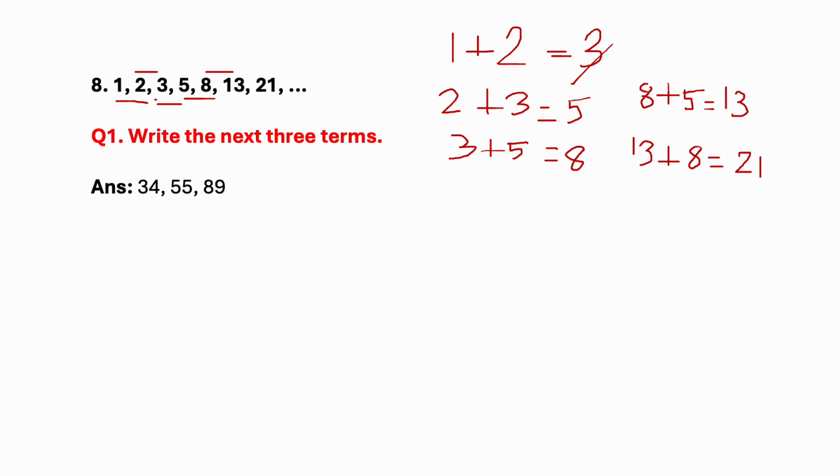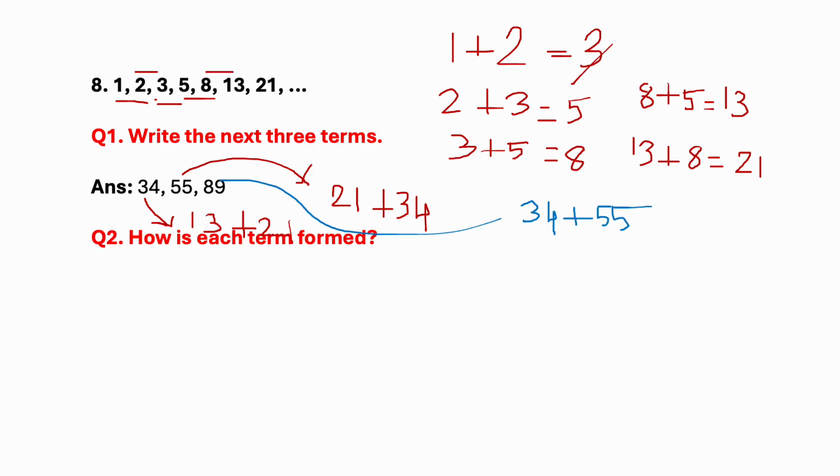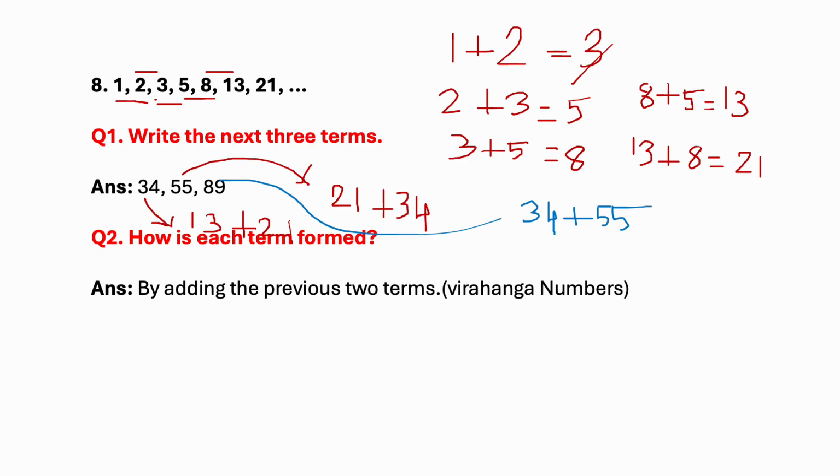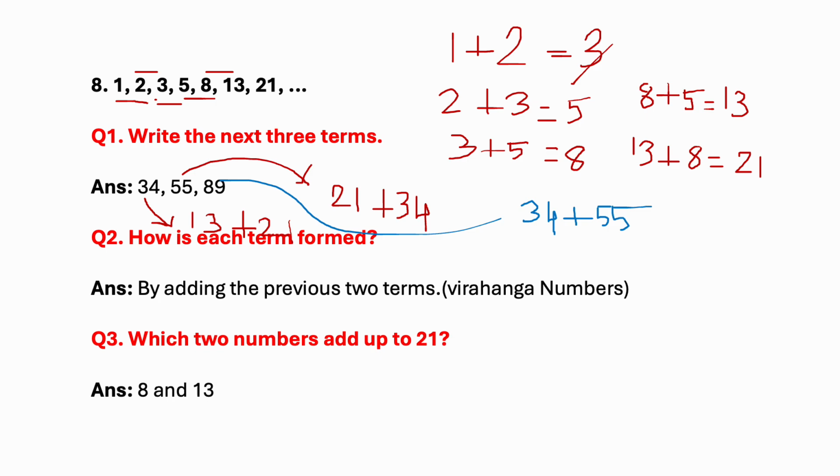These are the next three terms: 34, 55, 89. How did you get 34? 13 plus 21. Then 55, 21 plus 34. Then 89, 34 plus 55. So how is each term formed? By adding the previous two terms, that is Virahanga numbers. Which two numbers add up to 21? 8 and 13.